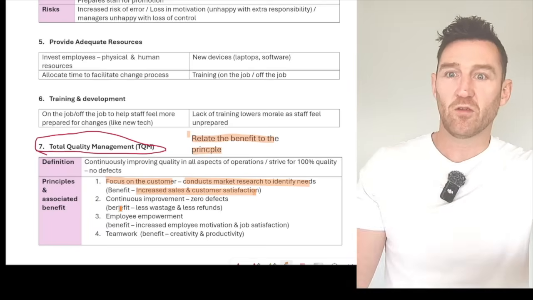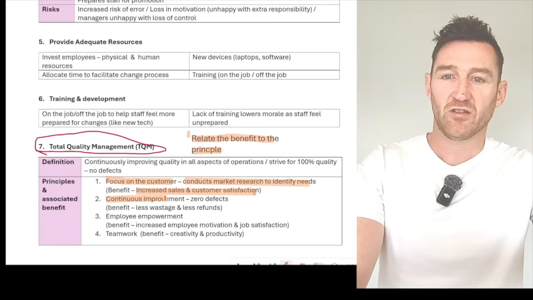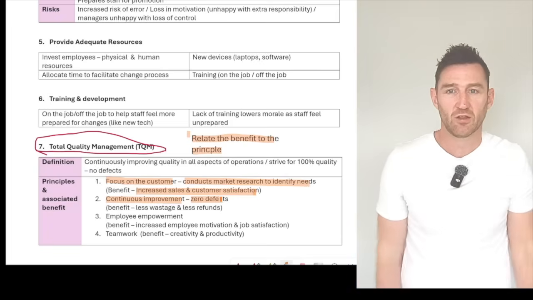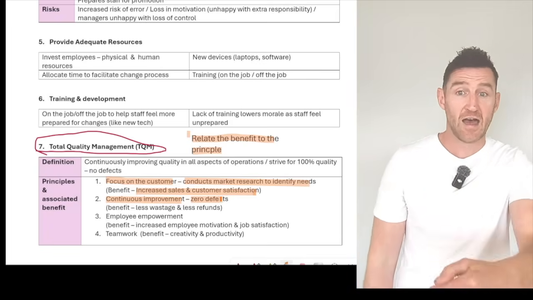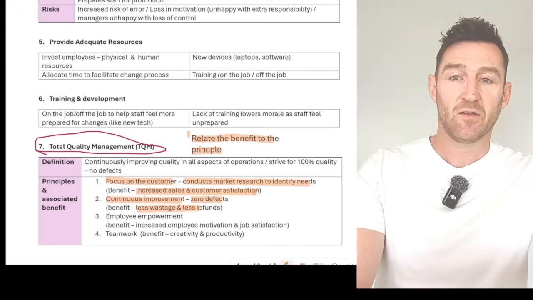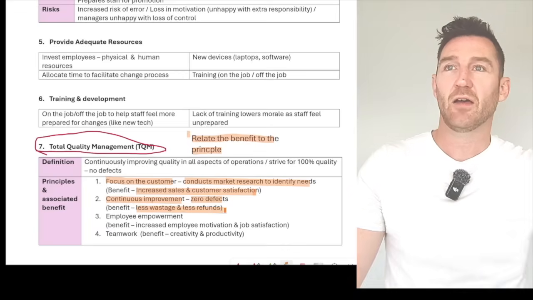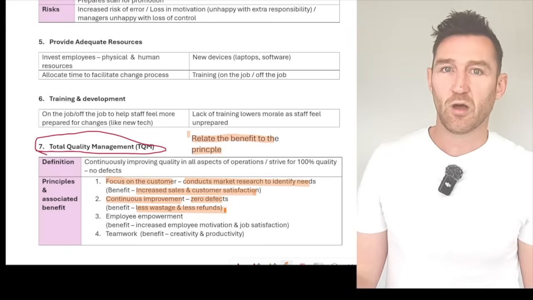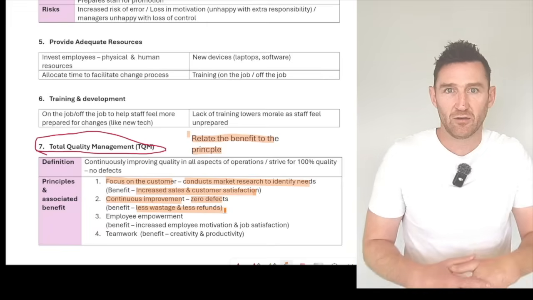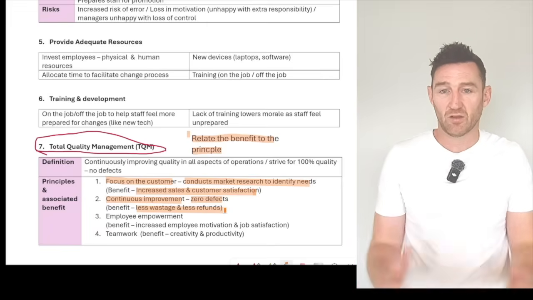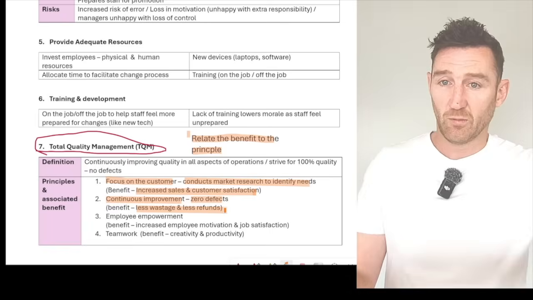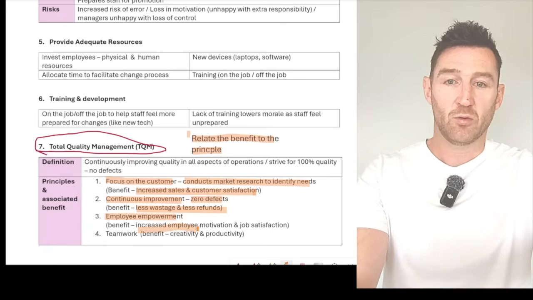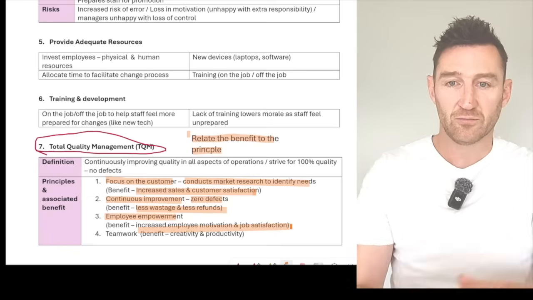The next principle of TQM is that they strive for continuous improvement, which means they aim to have 0 defects in production. So every product is perfect. The benefit of that is there's less waste and fewer refunds. They're not having to give customers refunds because goods aren't of merchantable quality. There's less waste of raw materials in defective products. Everything's perfect. The next principle is empowerment, and the benefit of empowerment is increased employee motivation and job satisfaction.